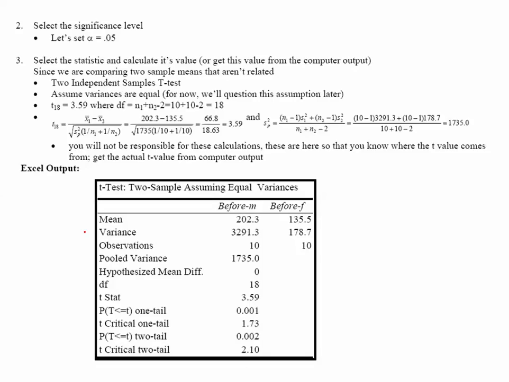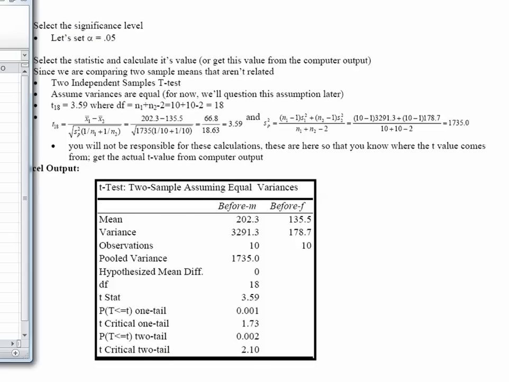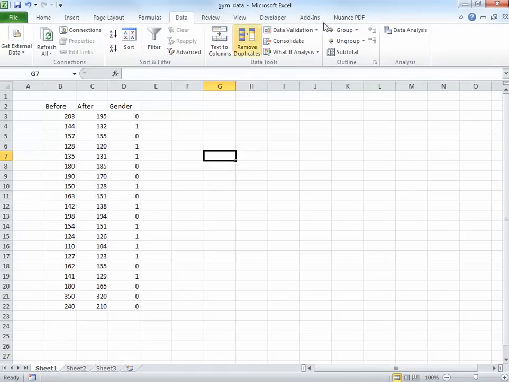So we choose our significance level of 0.05. We select the statistic and we calculate its value. Now this is the output for this problem. Let's bring in Excel at this point, so that you can see how we would run this problem in a class.